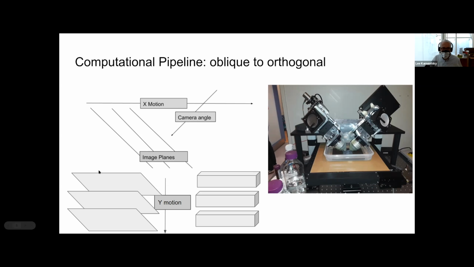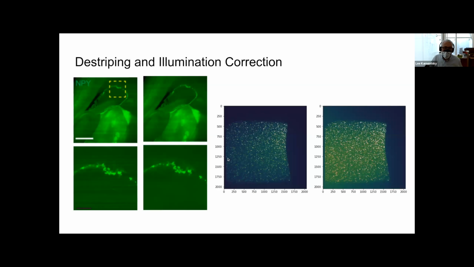So you get these image planes and this sort of parallel pipette structure, which has to be reorganized into stacks. And then the stacks have to have the artifacts removed. There's a striping artifact that happens when something's upstream of the light sheet path. And this is done using wavelet decomposition to remove the artifacts.